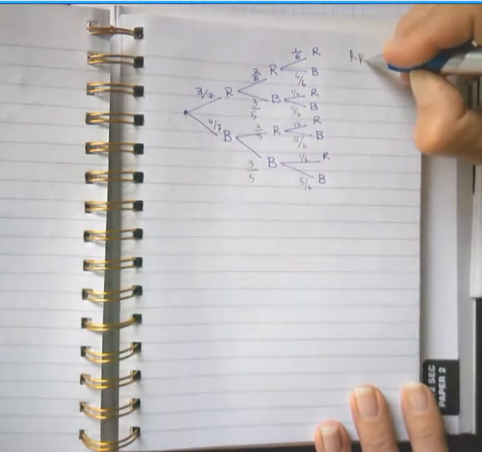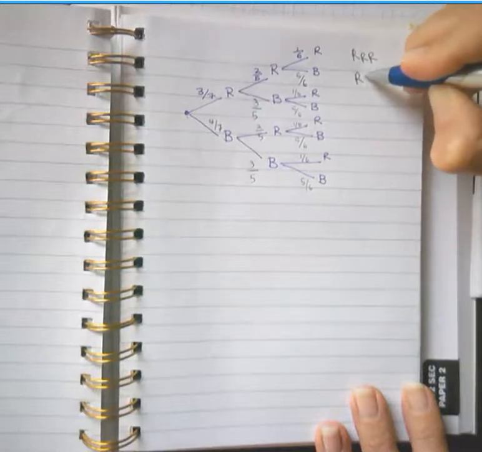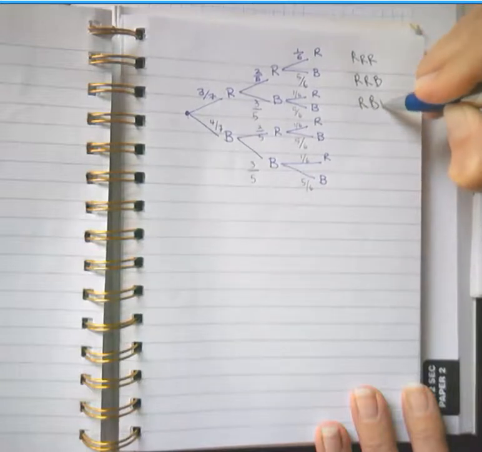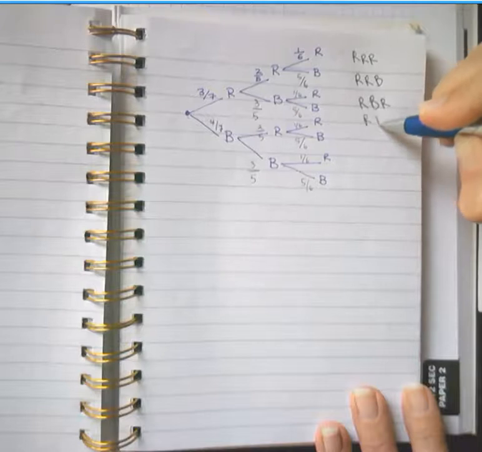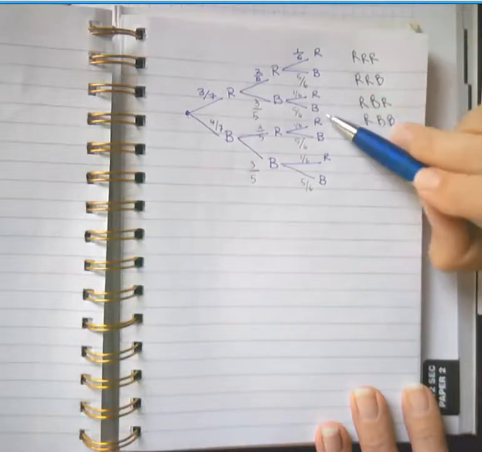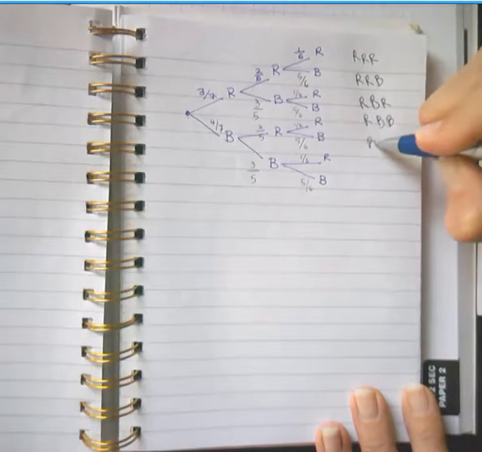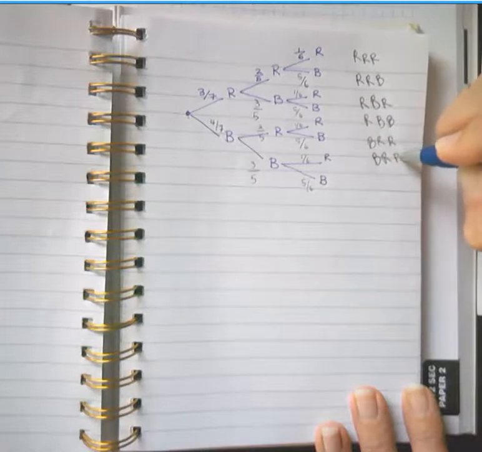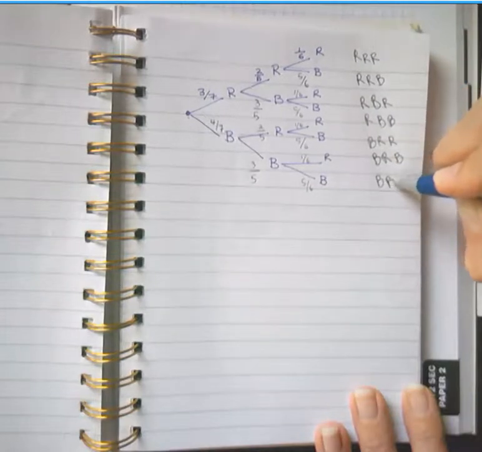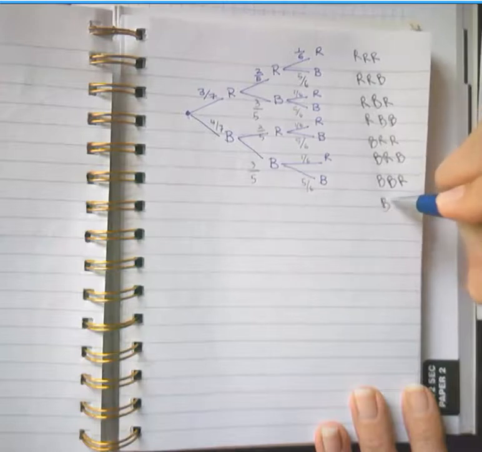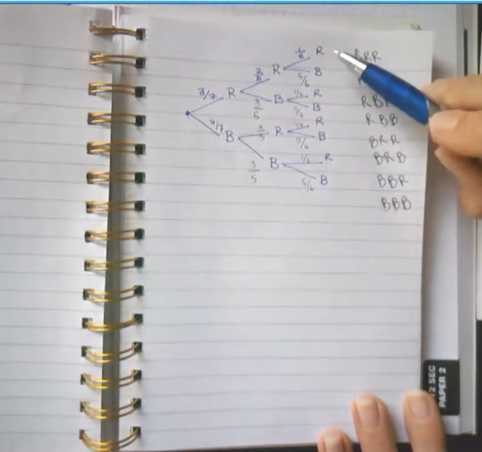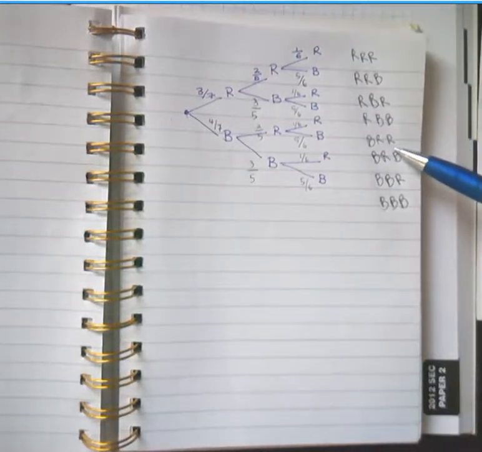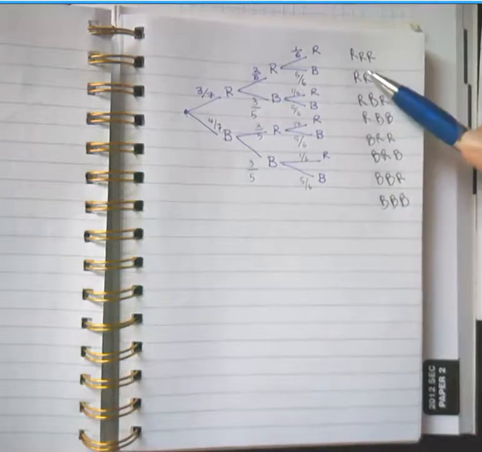The outcomes from this tree are how you get to the end of the branch. So you would have R, R, R; R, R, B; R, B, R; R, B, B. So that's these 4. And then the bottom half, we've got B, R, R; B, R, B; B, B, R; and B, B, B. So when I count, I have 1, 2, 3, 4, 5, 6, 7, 8 leaves. I have 8 outcomes in the sample space.